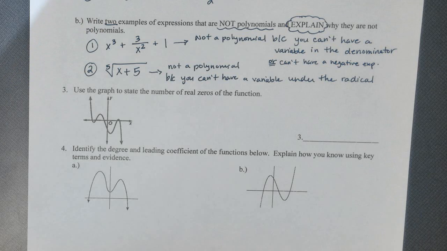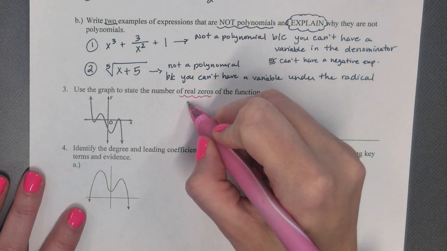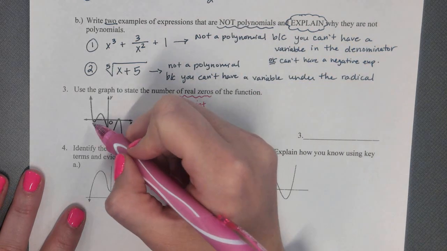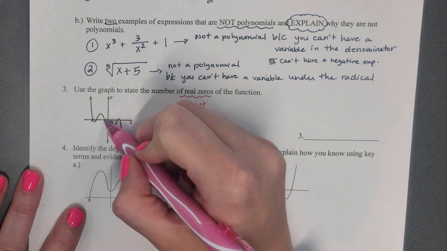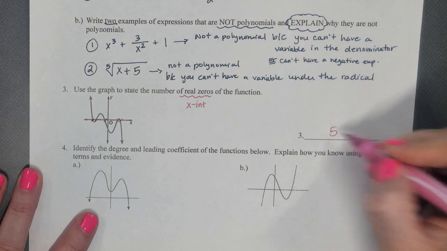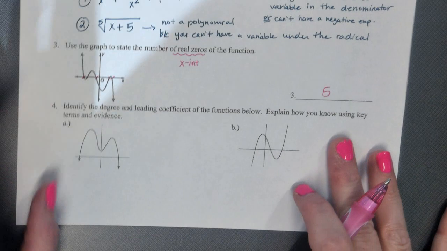Use the graph to estimate the number of real zeros. The real zeros are just the what on the graph? X-intercepts. Great. Okay, so we're going to count them. This one's kind of tricky. You have 1, 2, 3, 4, and 5. Okay, and all you have to put is 5. You could put 5 zeros, is fine.